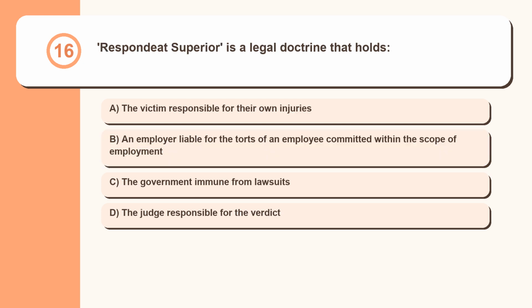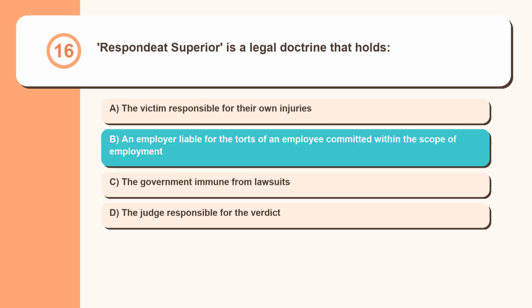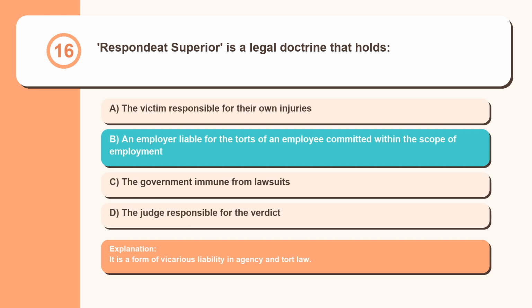Question 16. Respondeat superior is a legal doctrine that holds the victim responsible for their own injuries, an employer liable for the torts of an employee committed within the scope of employment, the government immune from lawsuits, or the judge responsible for the verdict. It is a form of vicarious liability in agency and tort law.